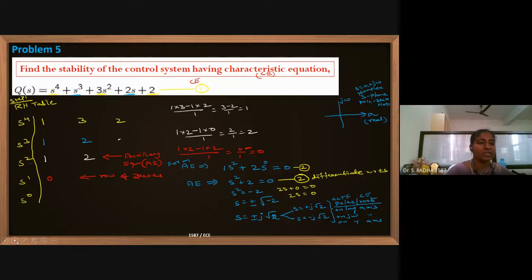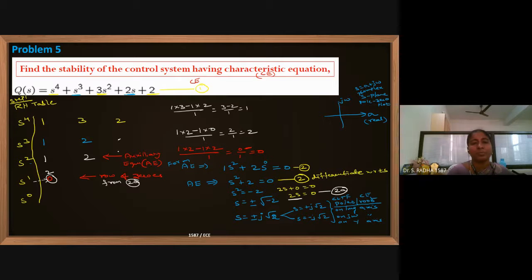Now, what are the coefficients? This is the S power 1 row, and here also I have S power 1. The coefficient is 2. So I have to replace this 0 with the coefficient 2. Let this be equation 2a, and we are getting the coefficient for the 0 row from equation 2a.